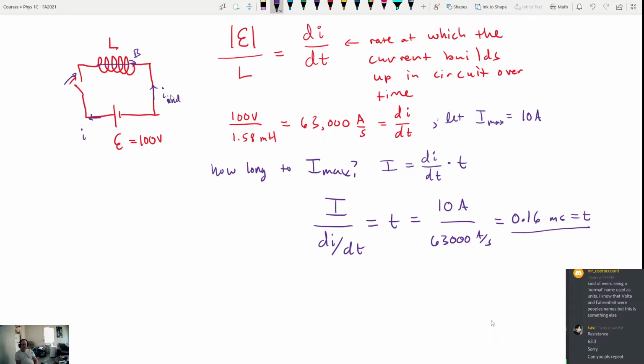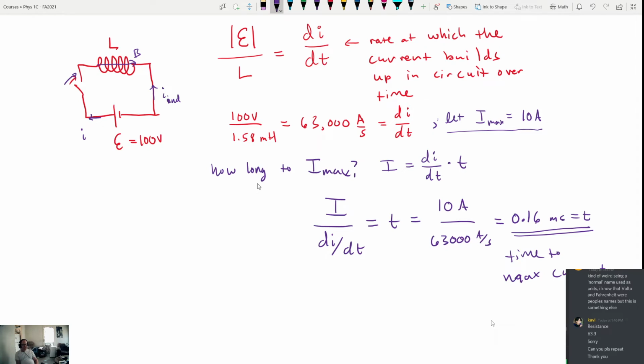As a result of this induced EMF, it's going to take time for the current to build up to its maximum value. Okay? And in this case, if I tell you that the inductance of my circuit is equal to 1.58 millihenry, and I tell you the EMF is 100, then if we take 100 divided by this, we get 63,000 amps per second. This is the rate at which the current is going to build up. If I tell you that the maximum current is 10 amps, then if I take 10 amps and I divide by the rate at which the current builds up, it'll tell me the amount of time that it takes for the current to reach maximum. So this is the time to max current. That's what that represents. No problem.